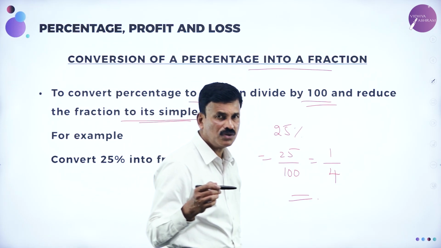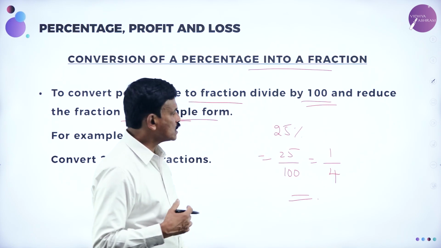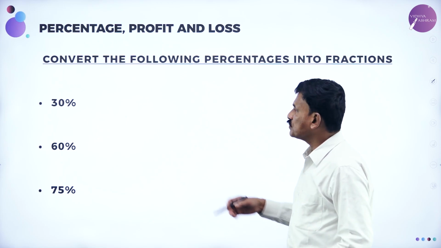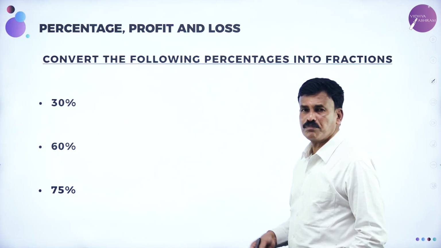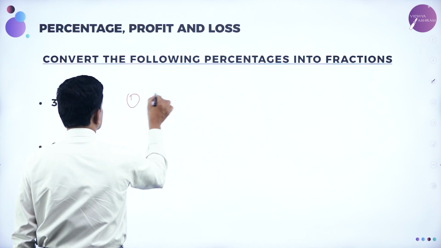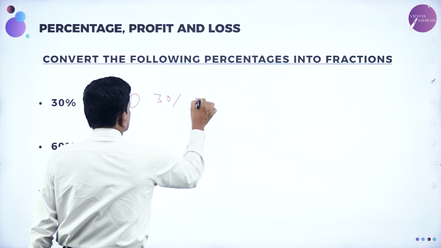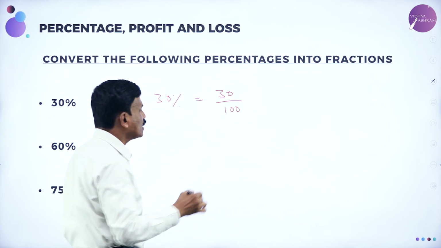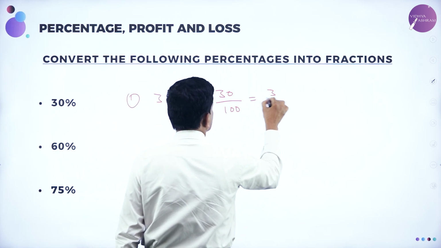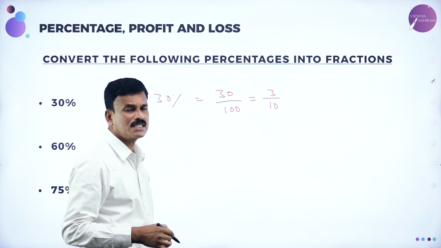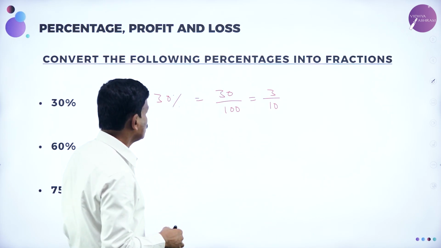That's it. Hope you followed, right? Now move on to the next problem. Let us take this. Convert the following percentages into fractions: 30%, 60% and 75%. Now the first one, 30%. What is the procedure? Just divide by 100. 30 by 100, 0 and 0 get cancelled, 3 by 10. You cannot simplify further. 3 by 10 is the fraction for 30%.